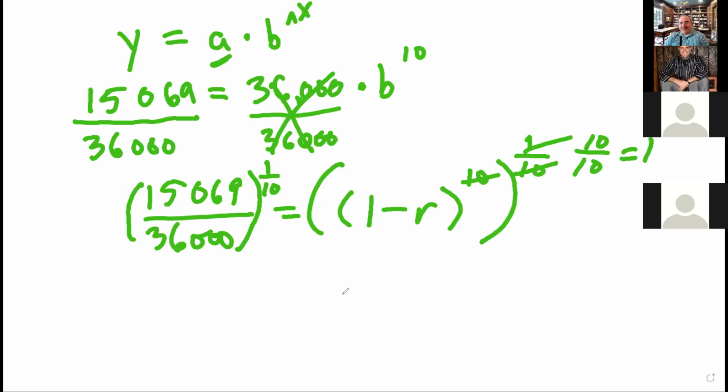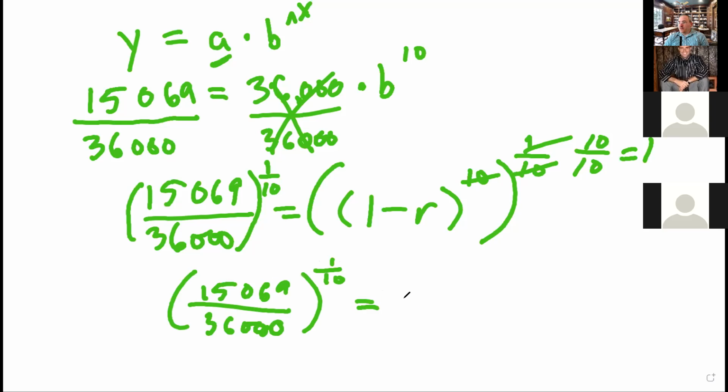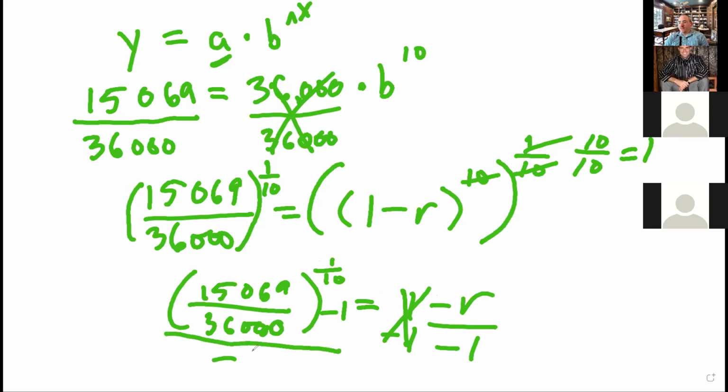All right. Don't worry, the calculator's going to handle all this. So I have 15,069 divided by 36,000, all raised to the 1/10 power equals 1 minus R. And then I can subtract 1, right? Subtract 1, and that gets rid of that. And I divide by -1. Divide all this by -1, and I will find my rate.